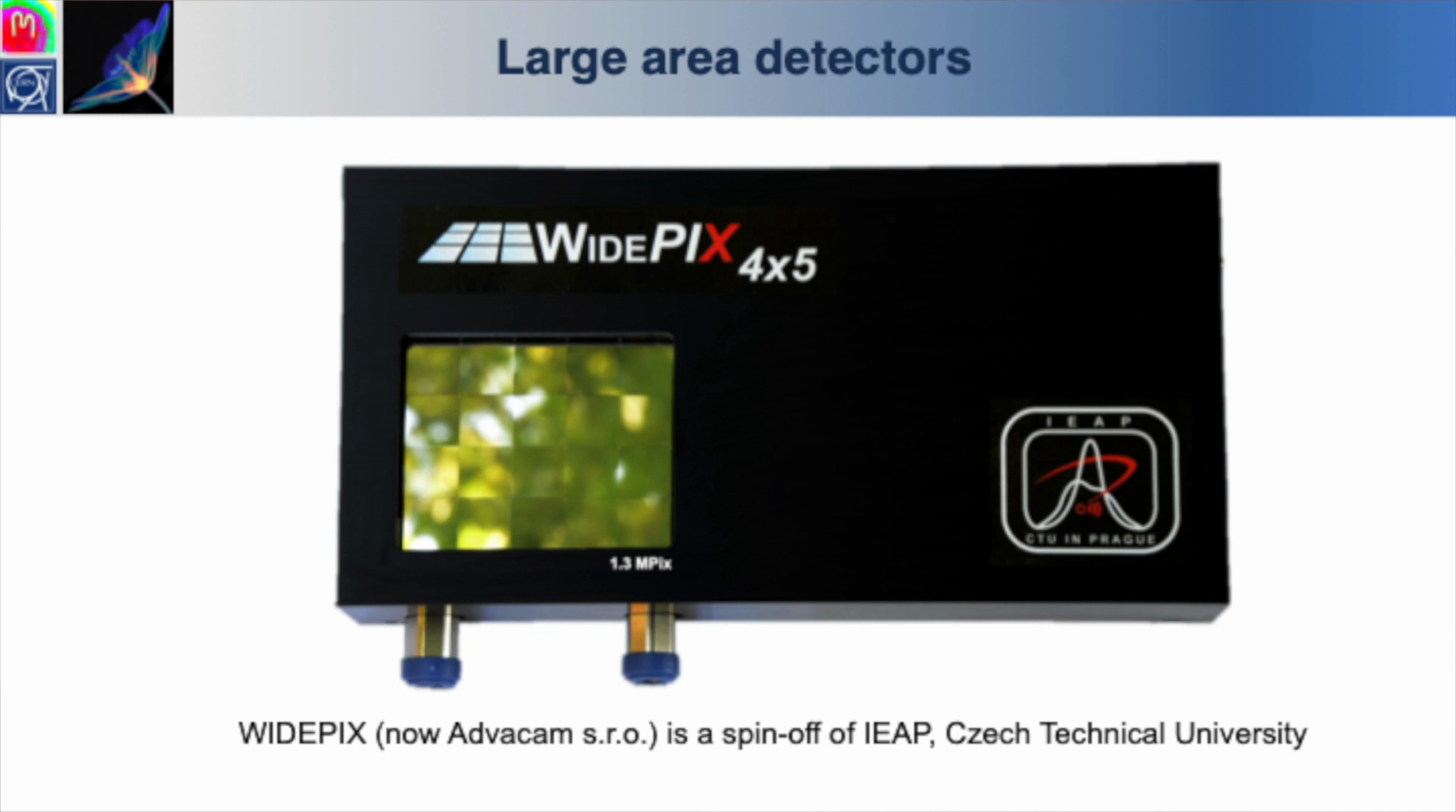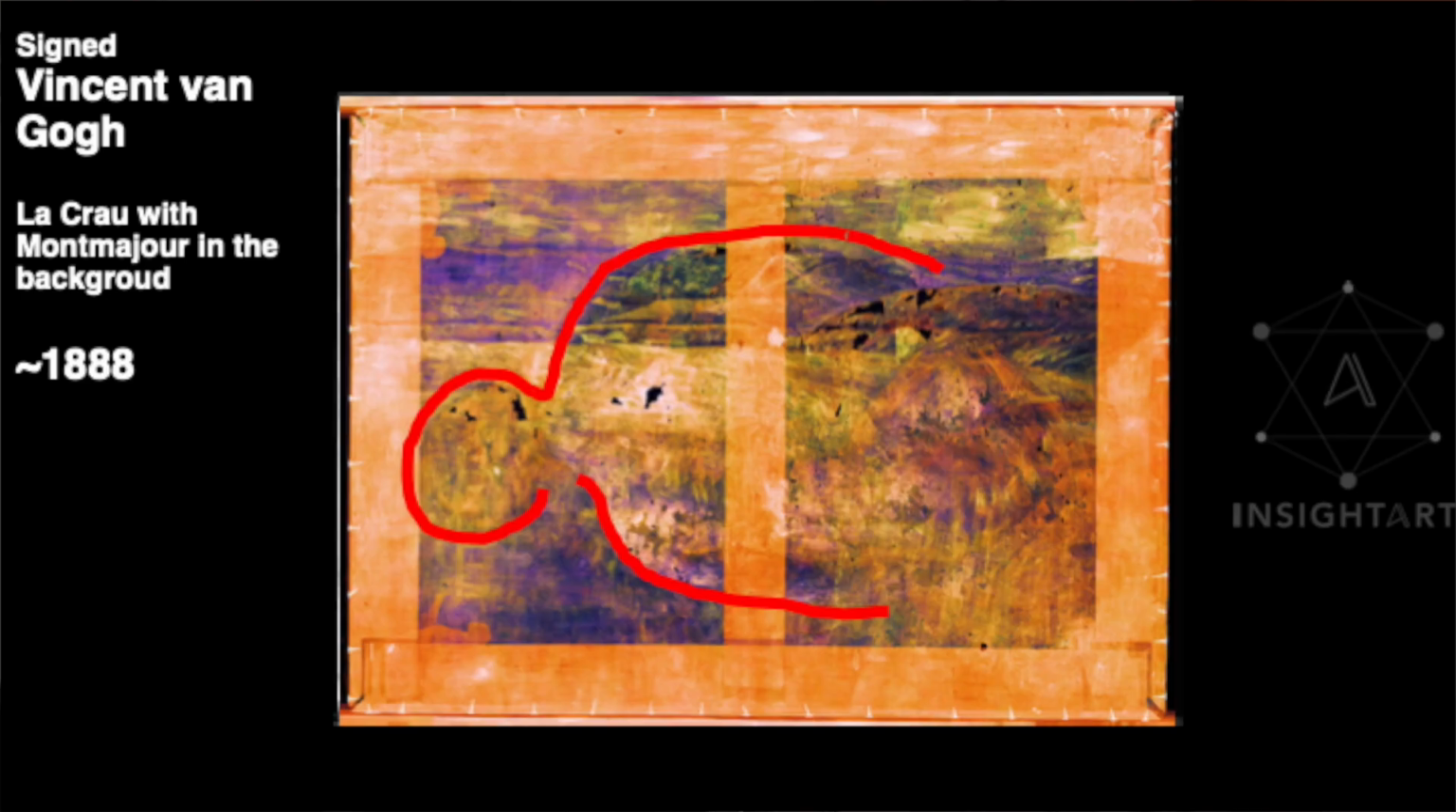And they made an image. So they have a system with a couple of robots. One robot holding a microfocus X-ray source, and the other robot holding our detector. And they can scan any shape of object, or even a big thing like a painting. And this was a painting signed by Vincent van Gogh, but no one really believed it was Vincent van Gogh.